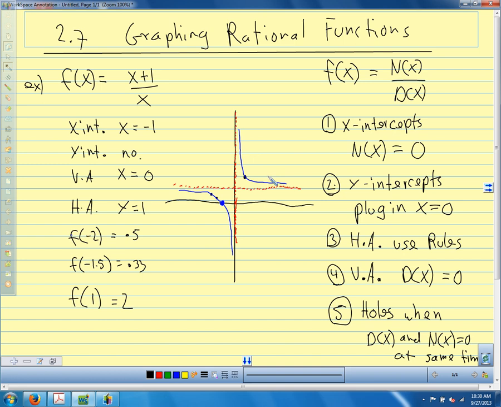Questions on that example? And if you're not sure, after you get this information, just plug in some more points. Just plot some points so you know what your graph looks like. Just plug in x equals 2, x equals 3, x equals 1/2, and plot those points on your graph and connect them with a smooth curve.